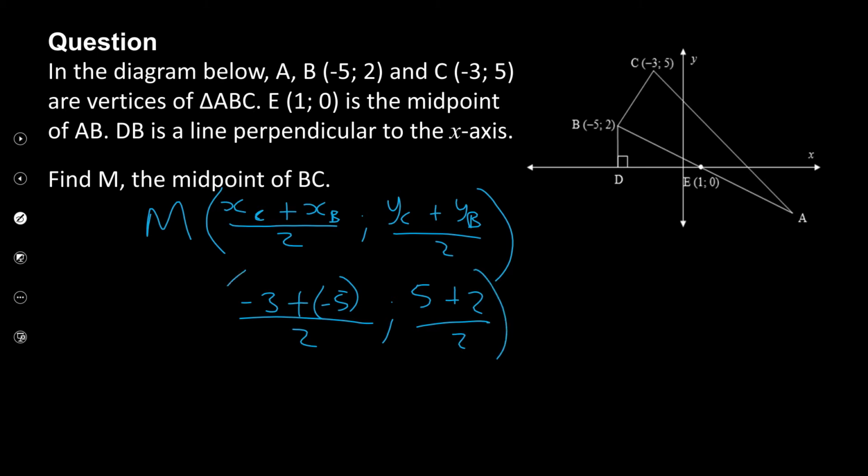And then that is in the brackets there, which is M, and then -3 minus 5 will be -8. This will be -4, and then here it will be 5 plus 2, which is 7 over 2. I will just leave it like that, and that will be the midpoint there.